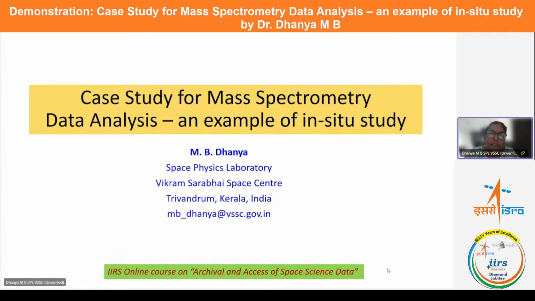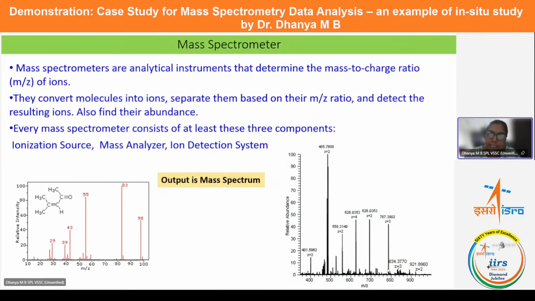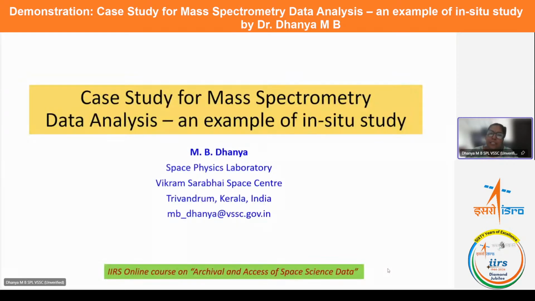Myself, Dr. Dhanya, I'm working as a scientist at a space physics laboratory in Vikram Sarabhai Space Center. I work with the mass spectrometry technique as well as science analysis of its data, which we will eventually discuss.